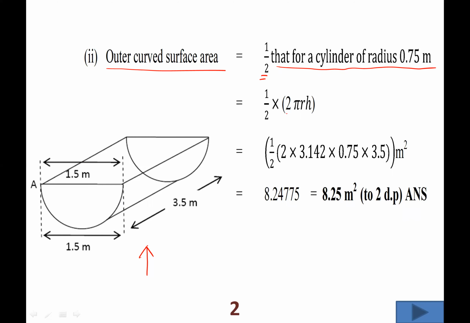And they gave us a formula before we started for the area of a cylinder. It was 2 pi r h. So for our particular shape, which is half of that, we'd have to multiply that answer by a half. So we're going to take the half, multiply it by this formula here. 2 pi is 3.142. R is 0.75 meters.